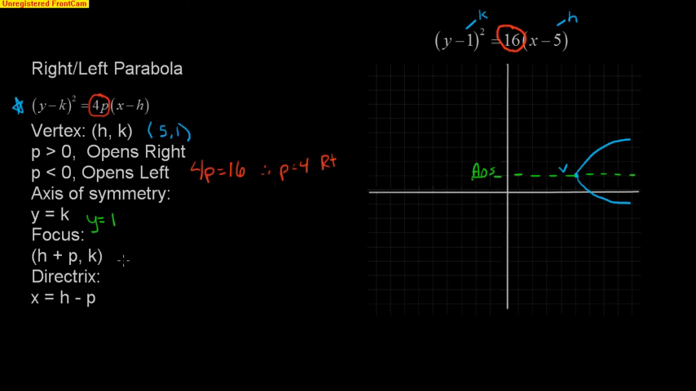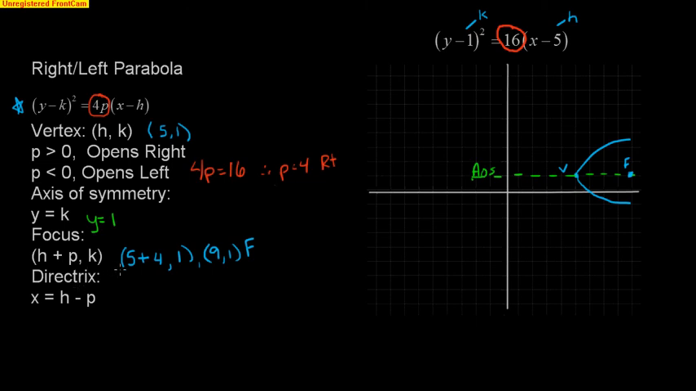My focal point now changes a little bit too. Okay, so it's going to be H plus P comma K. So H was 5 plus P 4 comma K 1. So this is going to be at 9, 1 for our focal point. So if I graph this, we got 1, 2, 3, 4, 5, 6, 7, 8, 9. 9, 1 puts us here. And there's our focal point, again on the inside, no problem.